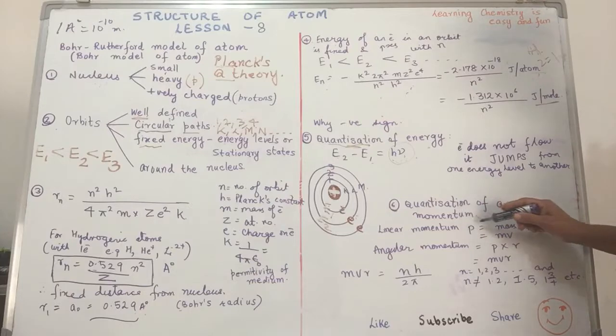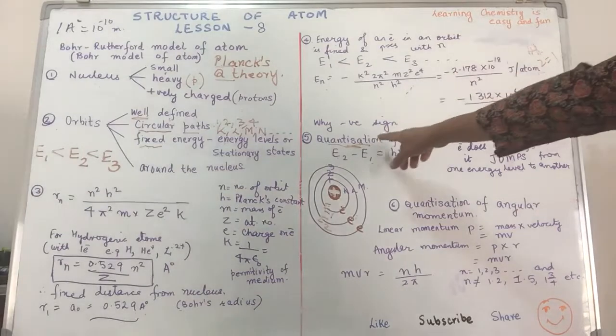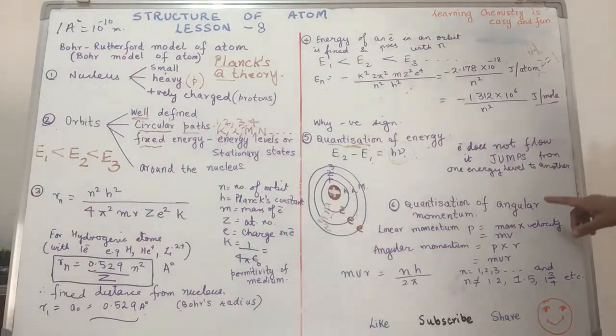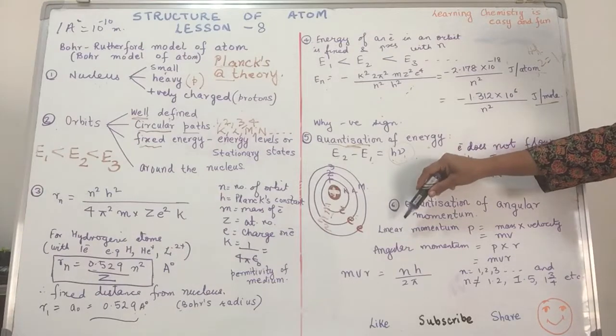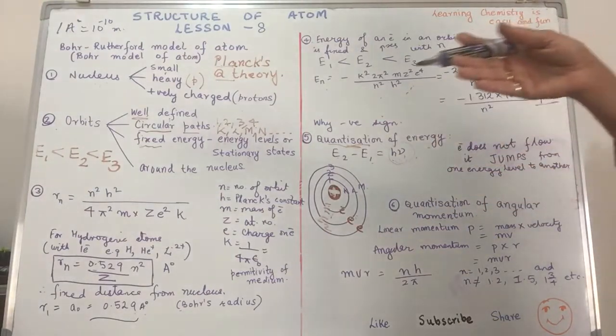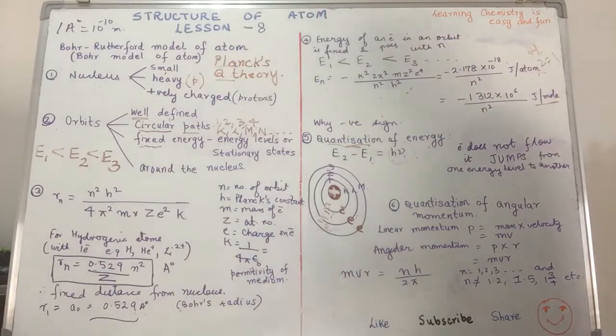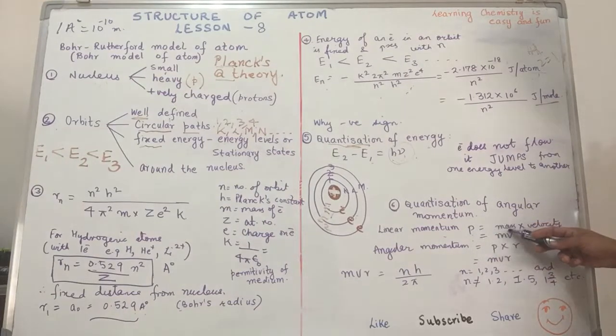quantization of angular momentum. What do you mean by quantization? Giving a quantity, giving a value. Just like we have quantized energy over here, similarly Bohr quantized the angular momentum. What is angular momentum? Let's break it down. Linear momentum: I am moving in a specified direction on a straight line path. I have what is called linear momentum, denoted by P. What is linear momentum? The product of mass and velocity, mv.